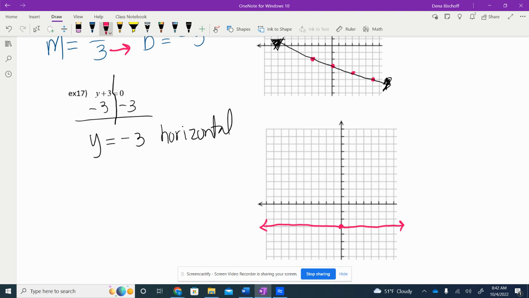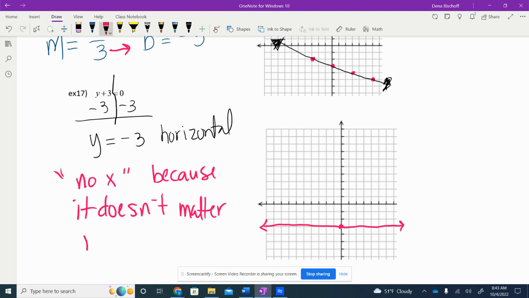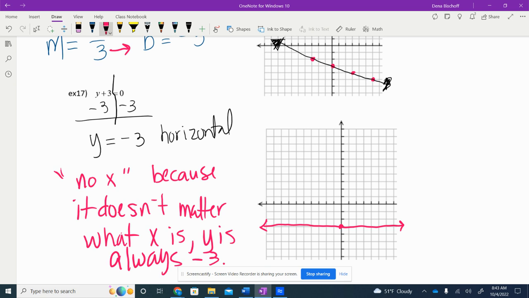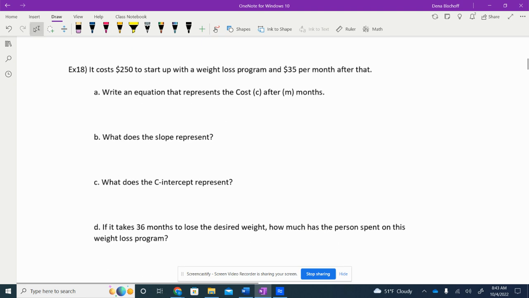Let me say that again. There is no x in that equation, because it doesn't matter what I let x equal. It doesn't matter what x is. Y is always -3. That's how that works. It doesn't matter what x is. Y is always -3.